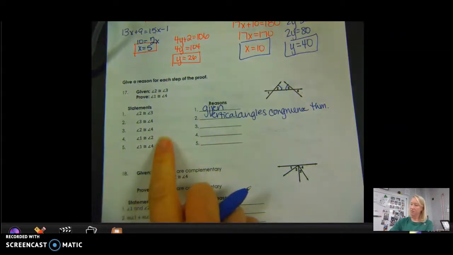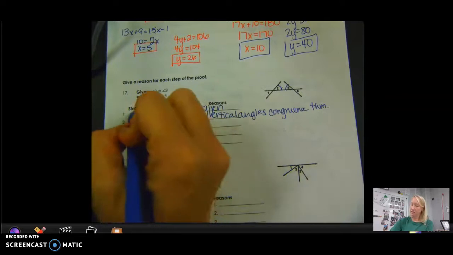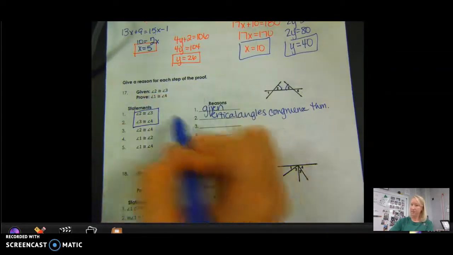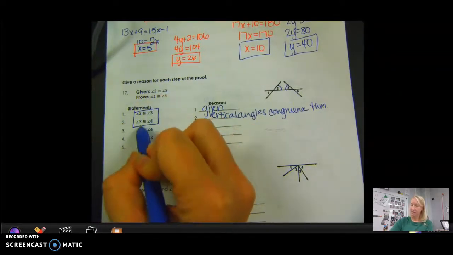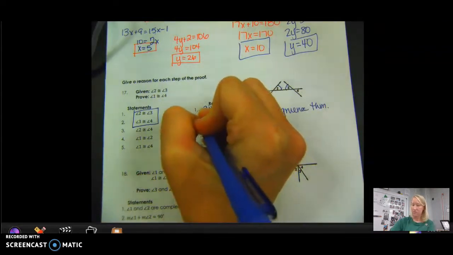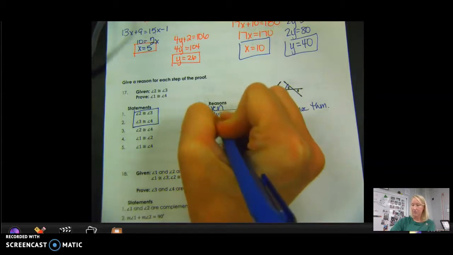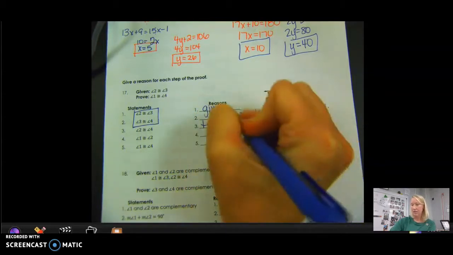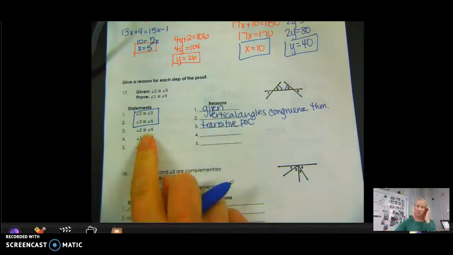2 is congruent to 4. So what they did here is they took these two statements, they took off the 3, and they sandwiched together. So that is transitive, I had a brain fart there, transitive, PO, and this one's C because it's congruent.